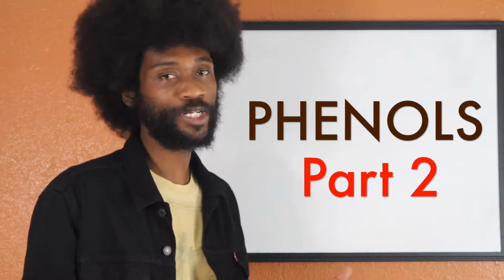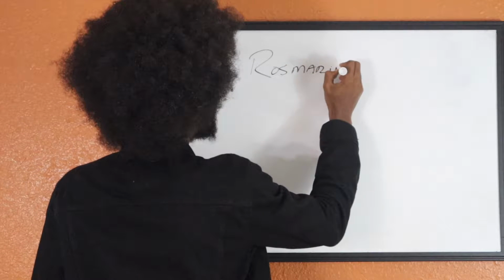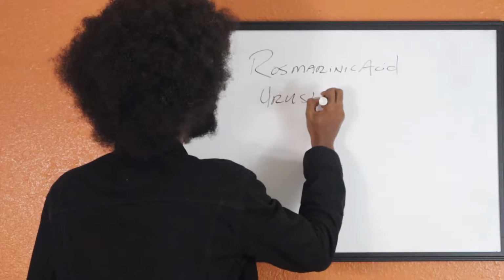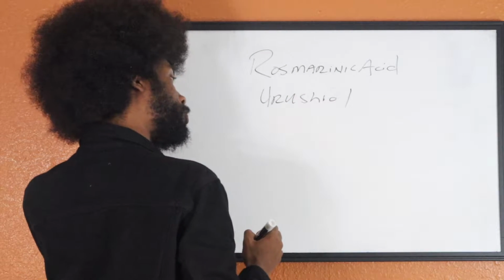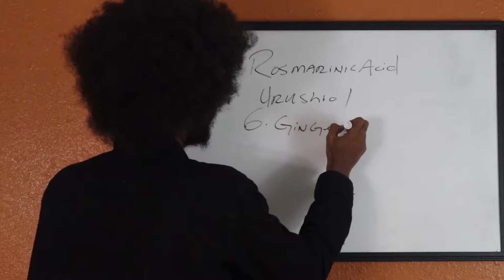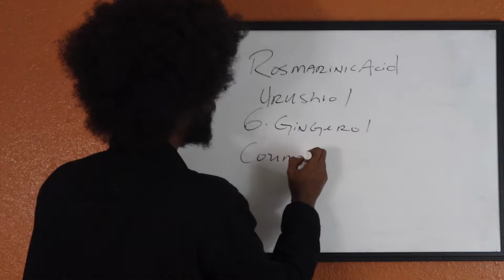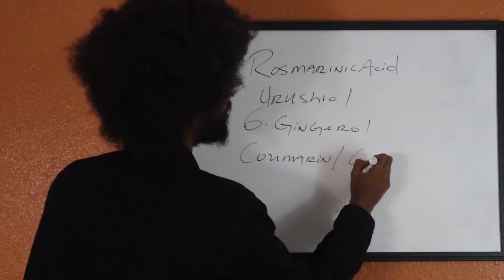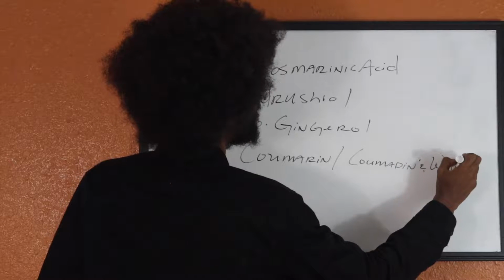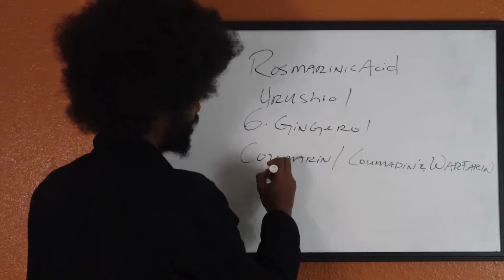Phenols, because before was part 1, this is part 2. We're going to be talking about rosmarinic acid. Yes, rosmarinic acid. We're going to talk about urushiol, you know, tomato. We're going to talk about 6-gingerol. That's right, 6-gingerol. We're going to talk about coumarin, and because we're talking about coumarin, we're going to talk about coumadin and warfarin. All right, warfarin.